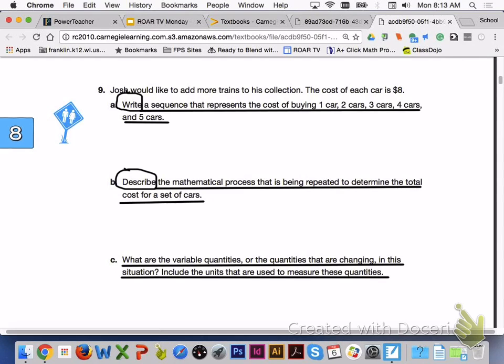Please turn to page 534. Number 9, Josh would like to add more trains to his collection. The cost of each car is $8. Please answer letters A, B, and C with your group members.